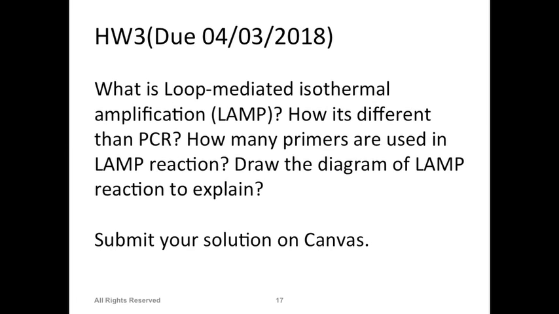So homework 3, I already put it on Canvas. This is due on 4/3, which is next week, Tuesday. And the question is written there, so I think there's no need to explain. So just read the question. This is another amplification method, and the questions are asked, so you just have to answer in one page only. Okay, one page should be good enough.